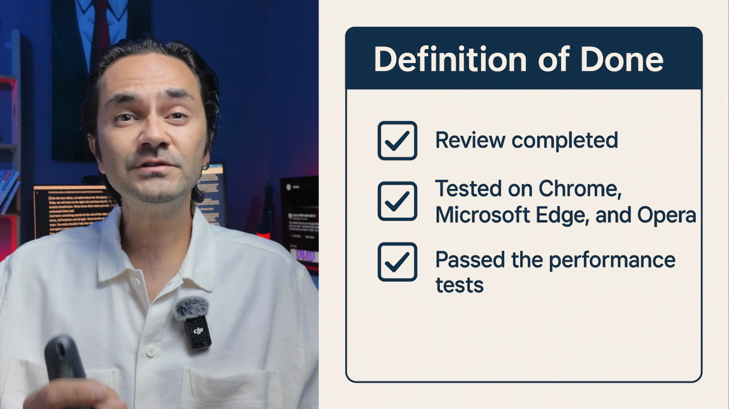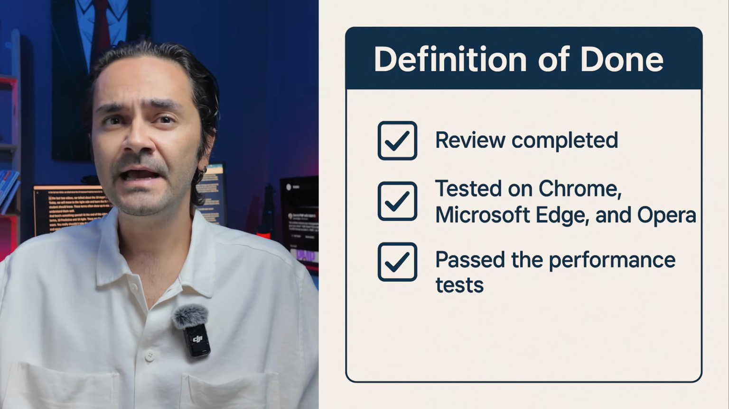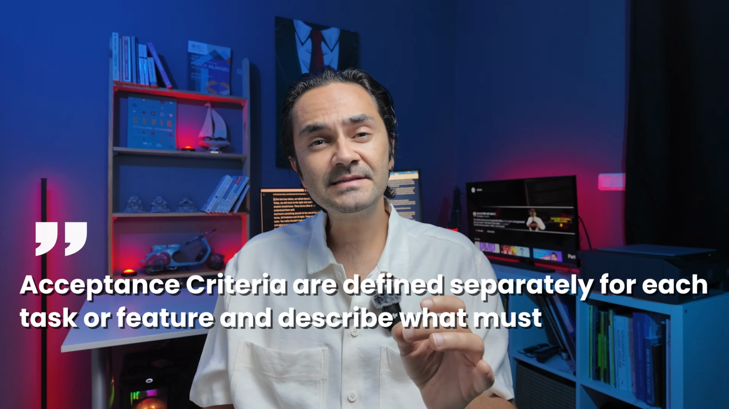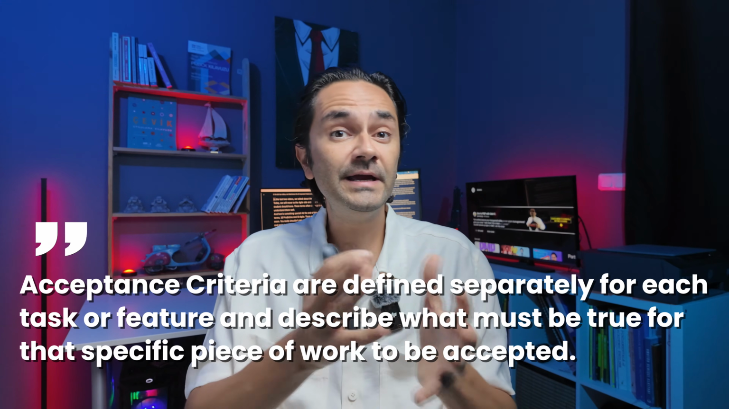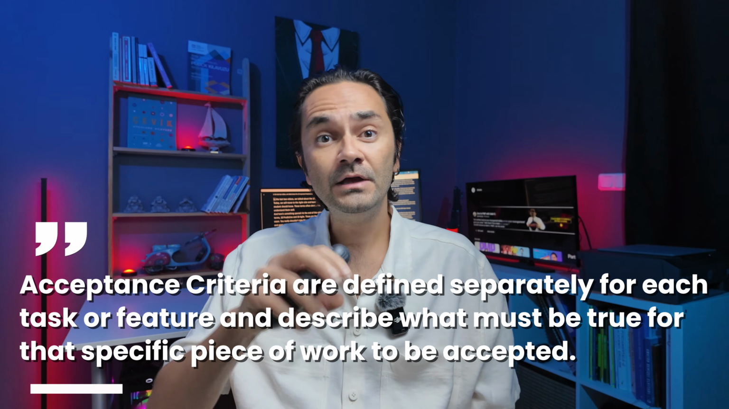As you can see, it works like a checklist. So, if a task has been reviewed, tested on the specified browsers, and has passed the performance tests, then we can confidently say the work is done. However, don't confuse the definition of done with the acceptance criteria. Acceptance criteria are defined separately for each task or feature and describe what must be true for that specific piece of work to be accepted. For instance, for a login feature, the acceptance criteria might include the user can log in using a valid email and password, or an error message appears when incorrect credentials are entered.